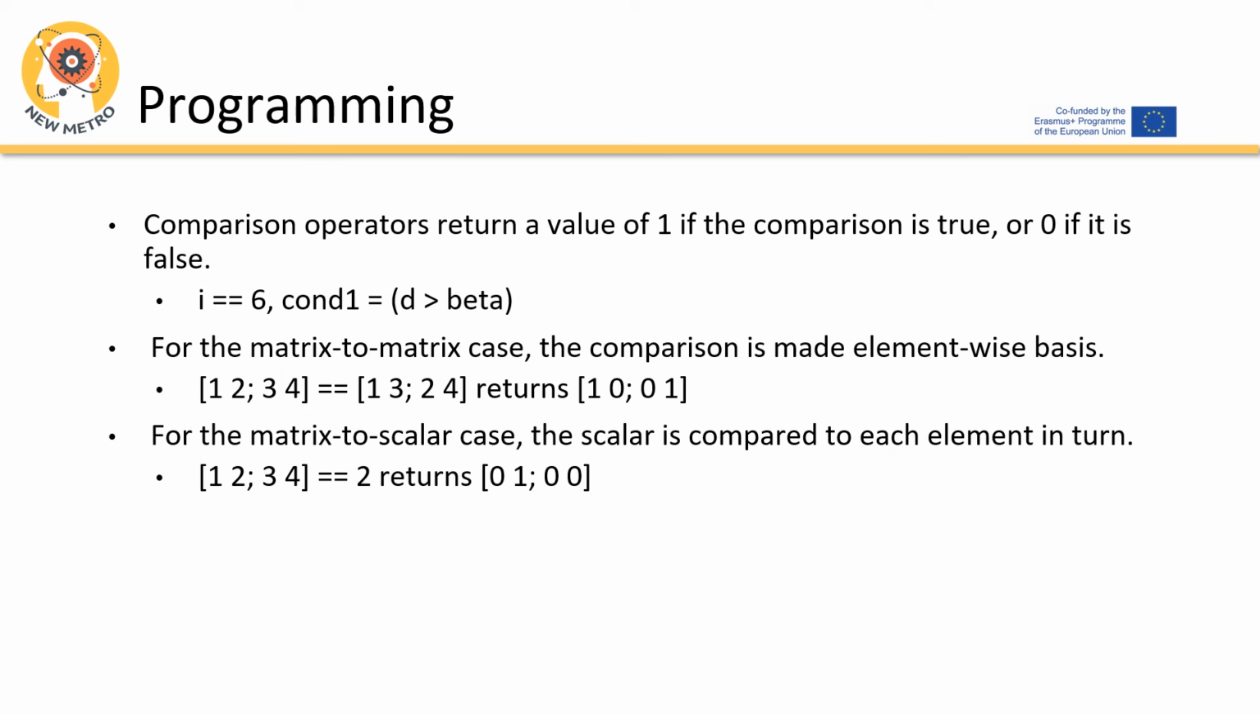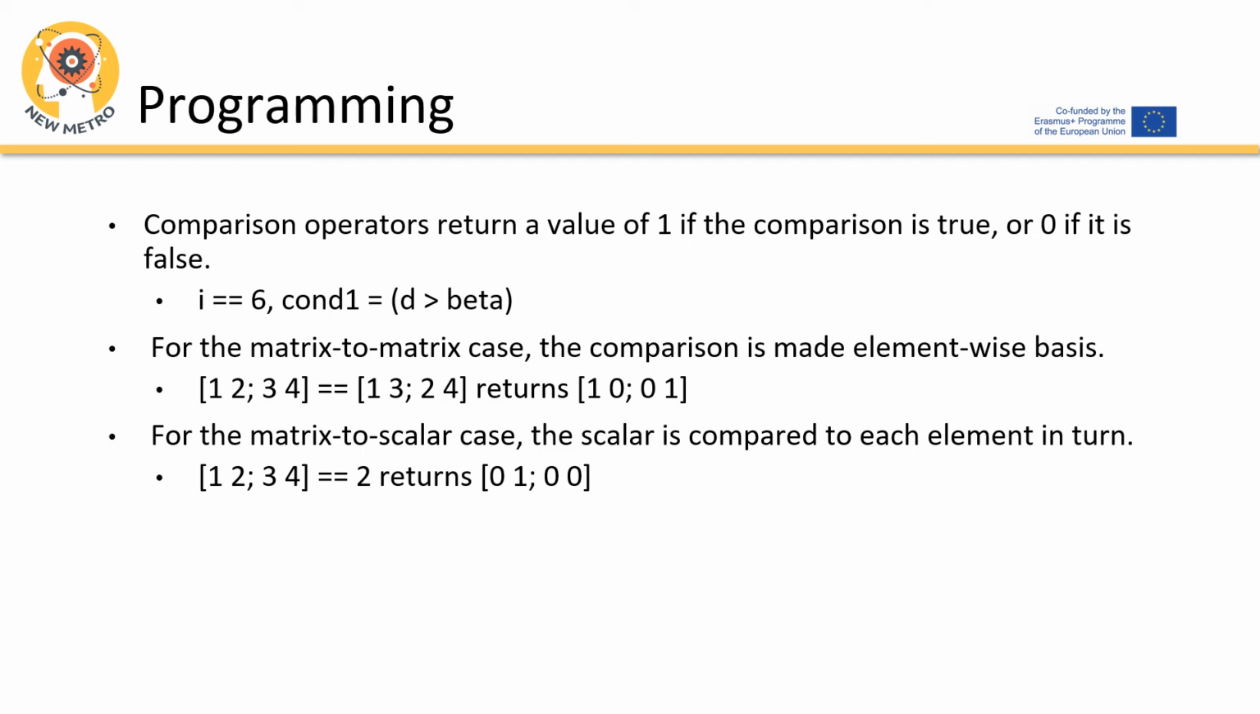We also have comparison operators that return a value of 1 if the comparison is true, or 0 if it is false. Examples are given below, such as when i is equal to 6 and when condition 1 equals d greater than beta. For the matrix to matrix case, the comparison is made on an element wise basis. So if we have a matrix of [1, 2; 3, 4], which is equal to [1, 3; 2, 4], this returns [1, 0; 0, 1].